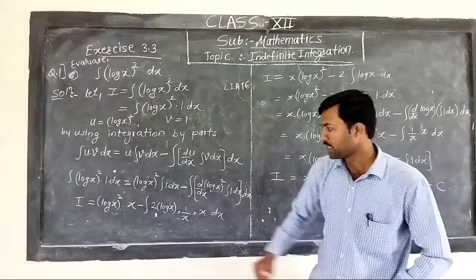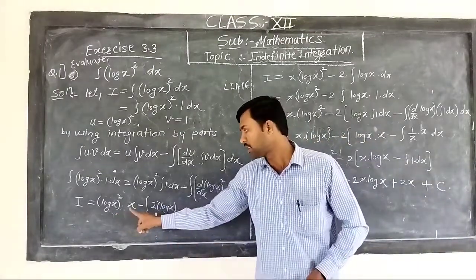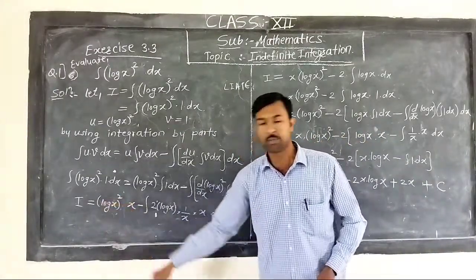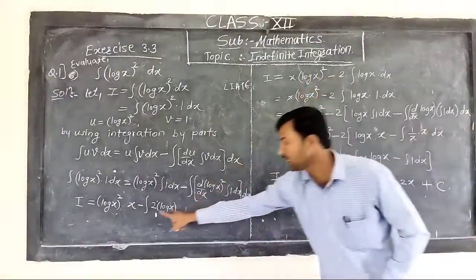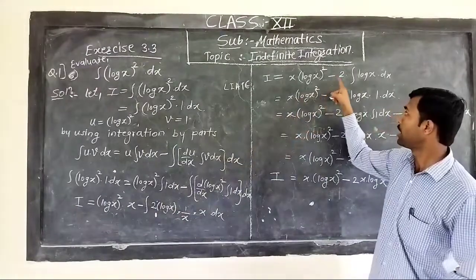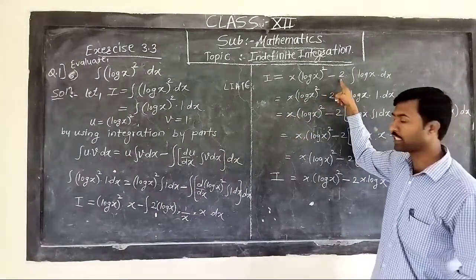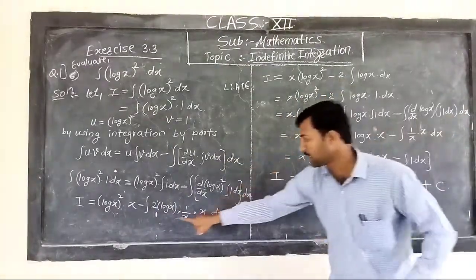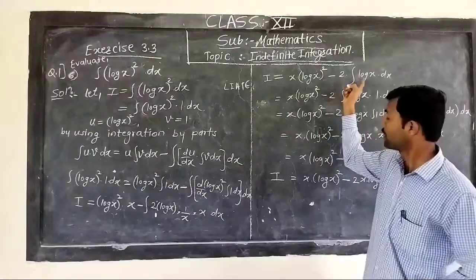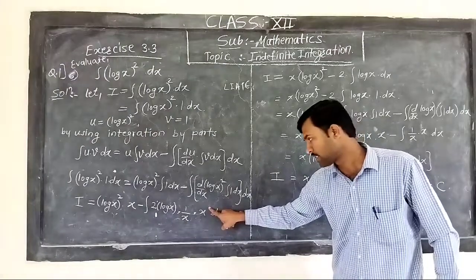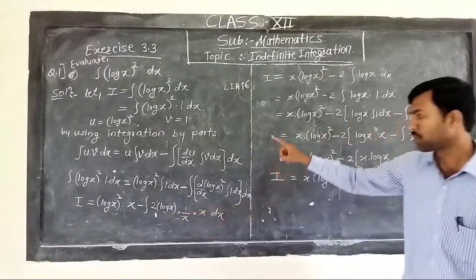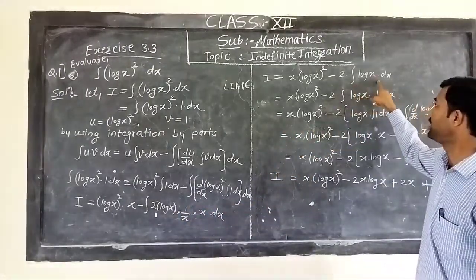In the next step, this term remains as it is, but I write this x before that (log x) square, x into (log x) whole square minus, here 2 is constant, so I have taken it outside of that integral. 2 into integration of this term is log x, and here the denominator x gets cancelled with the numerator x, so the term that remains is 2 into integration of log x dx.